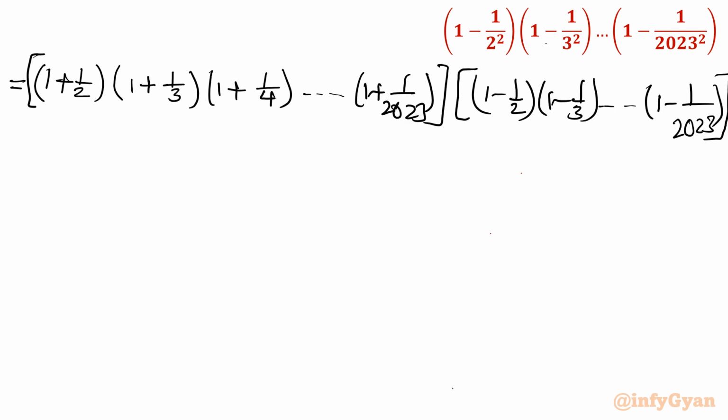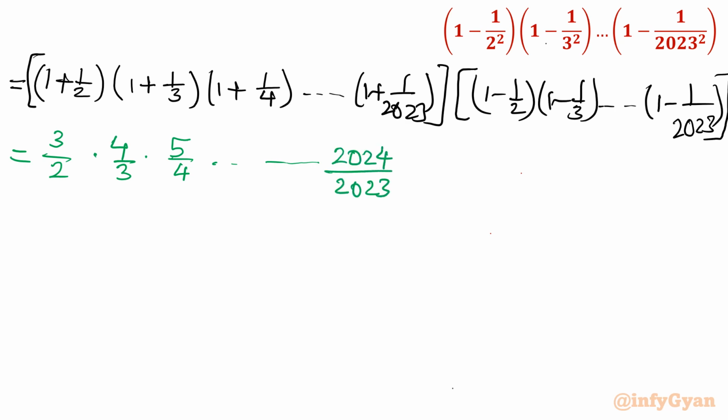How will we solve this? 1 plus 1 by 2, I can write this as 3 over 2. Second term, 3 plus 1 over 3, I will write 4 over 3. Then 5 over 4, dot dot dot. The last term which I will get would be 2024 over 2023.